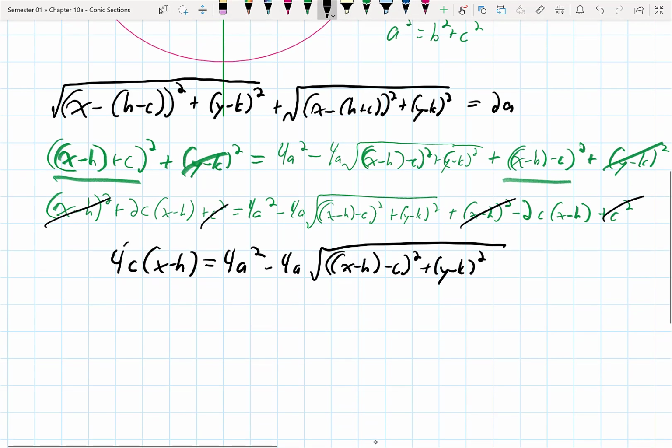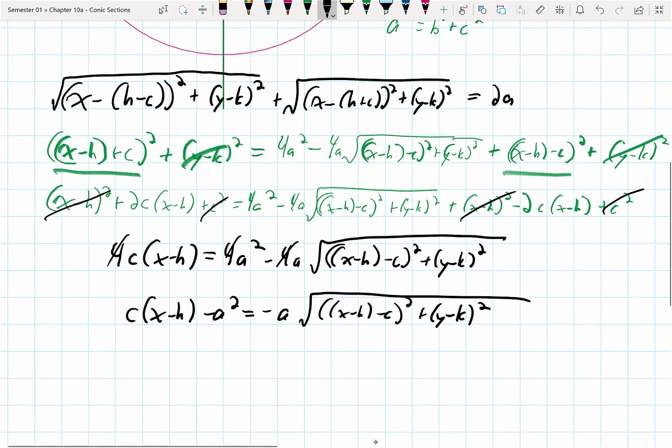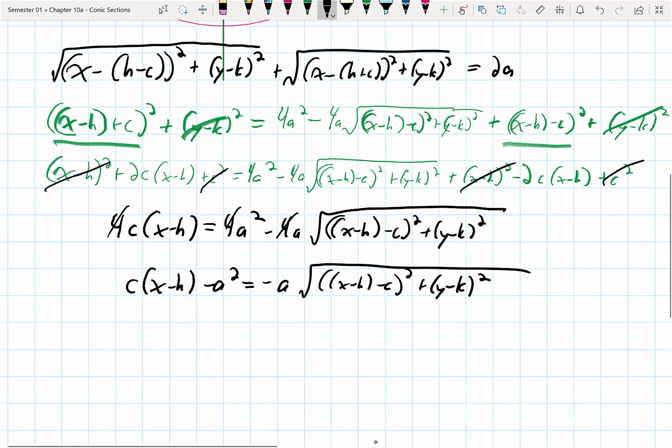Those all have a 4 in them, so we're going to cut the 4's out, divide both sides by the 4, and now because of where I am with this, I want to isolate the radical, and let's square both sides a second time. So to isolate the radical, I'm going to get c times x minus h minus a squared is equal to negative a times the square root of x minus h minus c squared plus y minus k squared. Finally, we get to square both sides a second time.